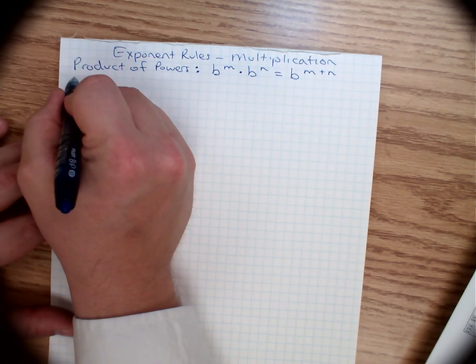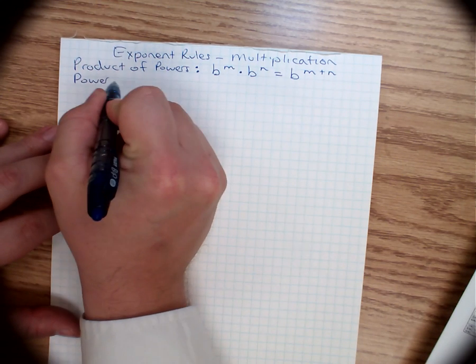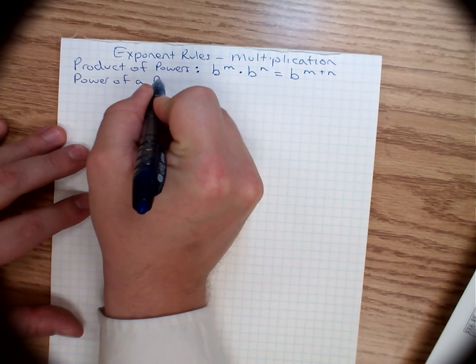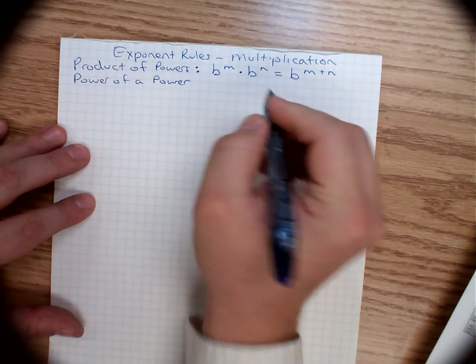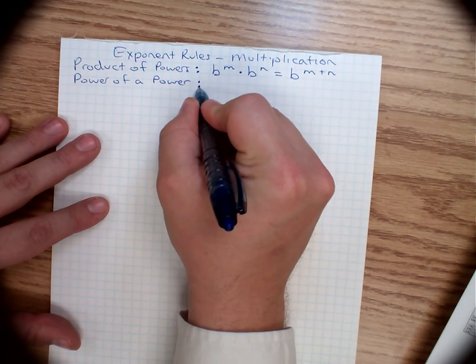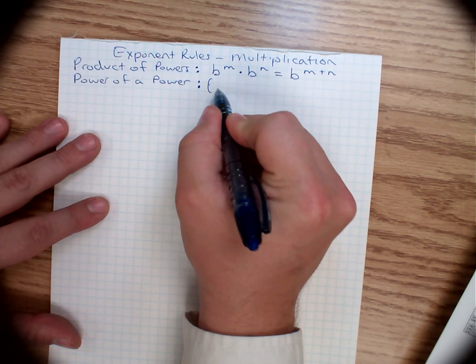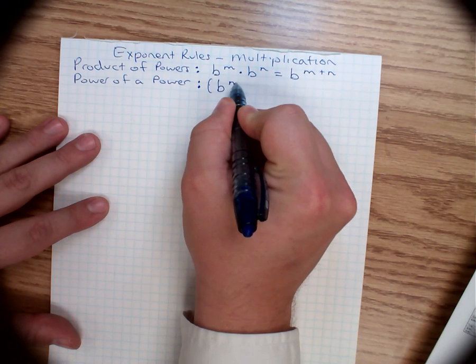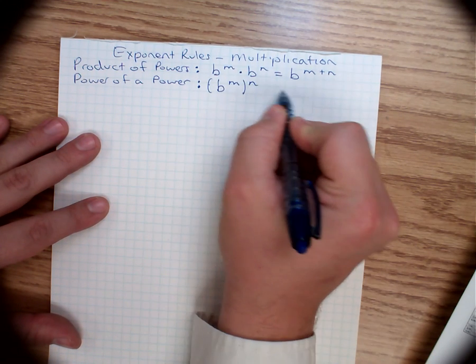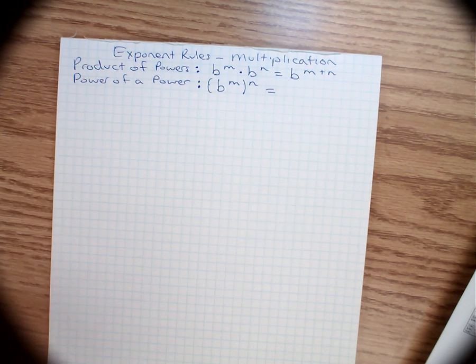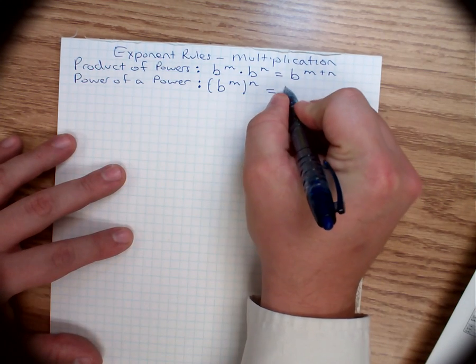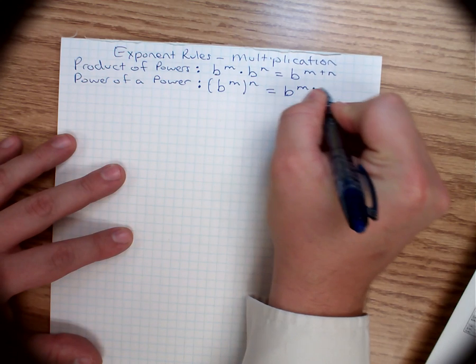Okay, so now I have power of a power. Okay, so now let's say I use the same letters. I have b to the m power times the n power. What do I do with those? Multiply m and n. You multiply the two exponents. That's right. So I have b to the m times n.